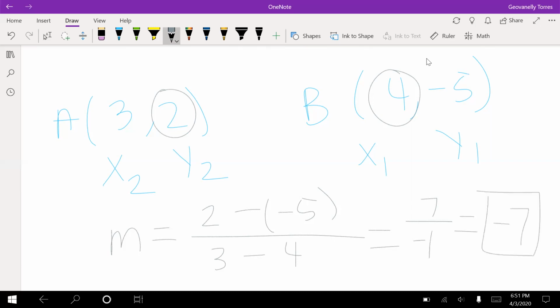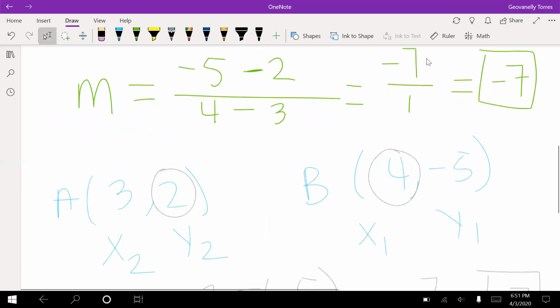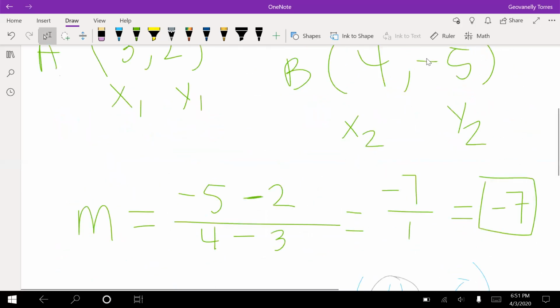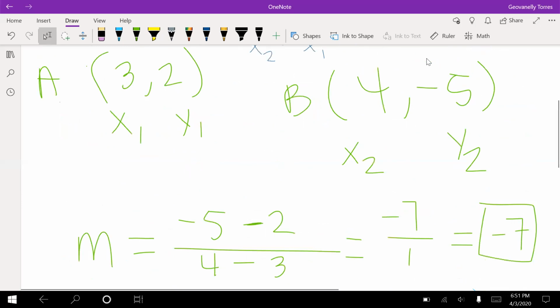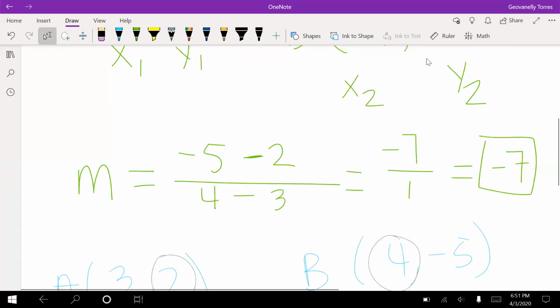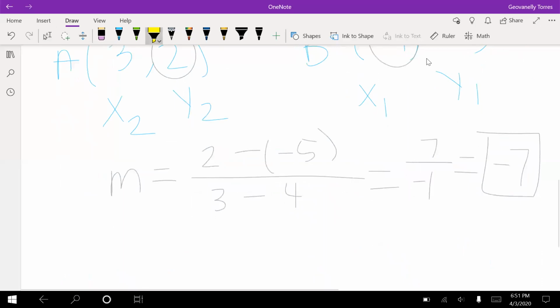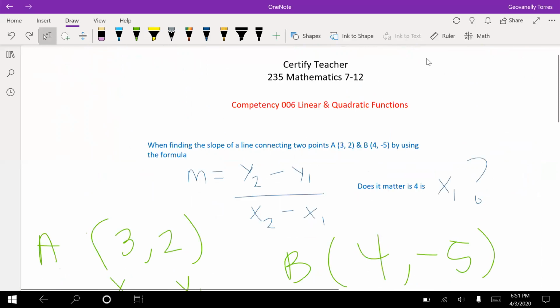So now, if we compare our answers, when first we set 4 as our x2, we have -7. And when we set our 4 being x1, we have -7. So we can conclude that it does not matter whether 4 is x1 or x2 as long as we keep them the same.